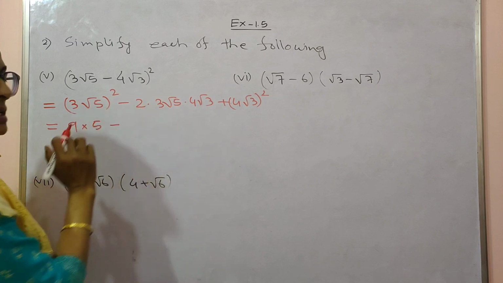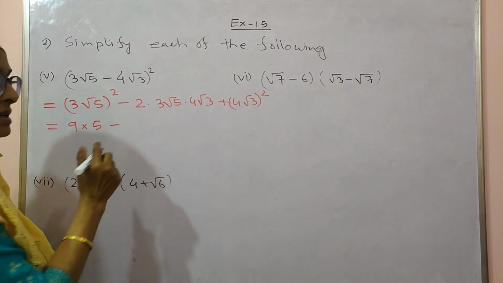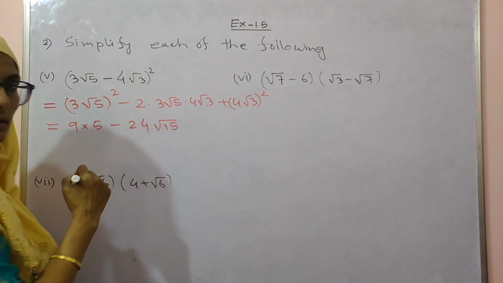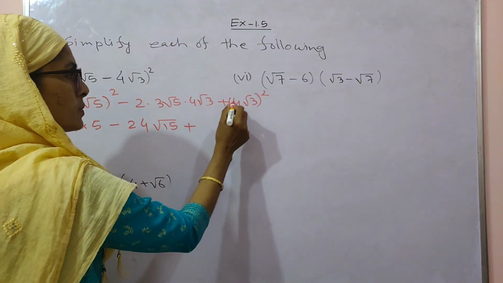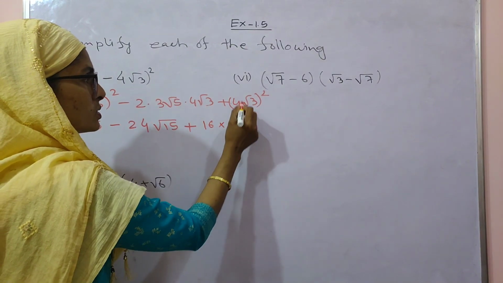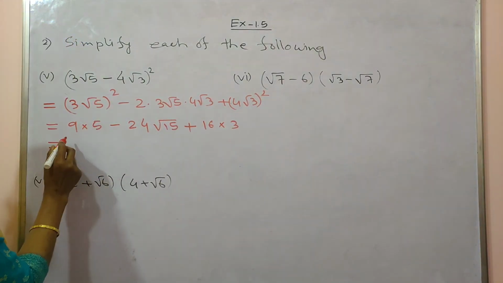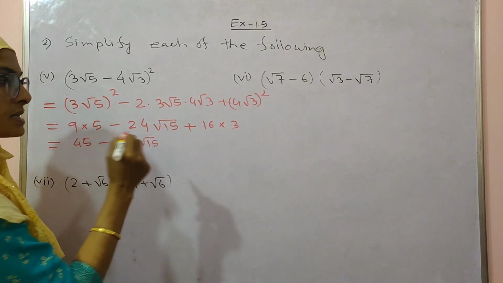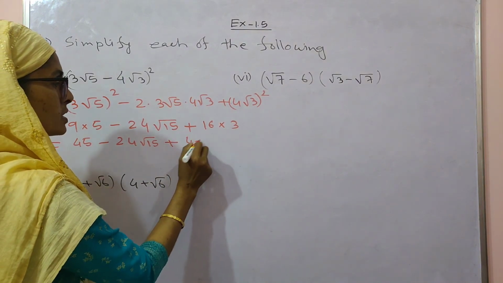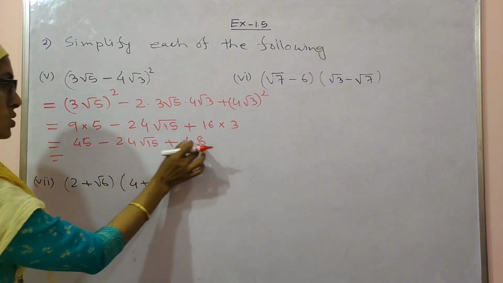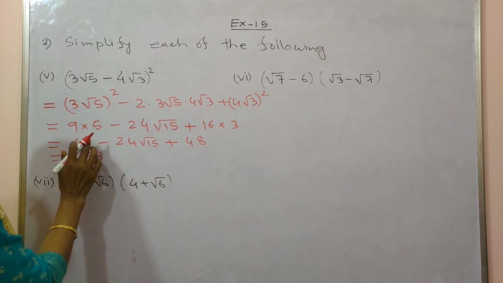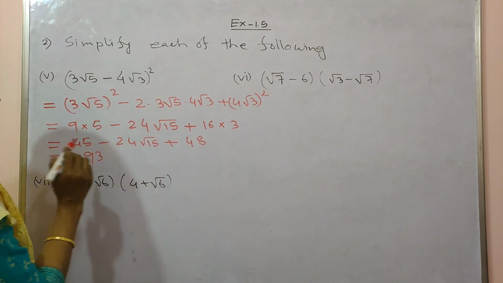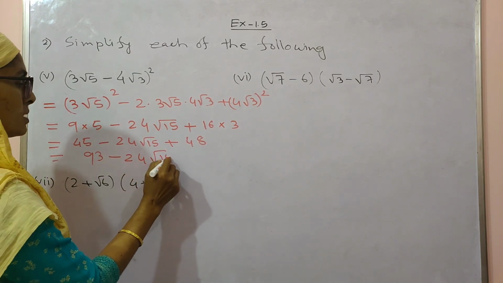Minus 2 into 3, 6. 6 4s are 24. Root 5 into root 3, root 15. Remember this one. Plus 4 square means 16 into root 3 square means 3. 9 5s are 45. 24 root 15. Keep the remaining same. 16 3s are 48. Add these two: 45 plus 48, 93. Minus 24 root 15.